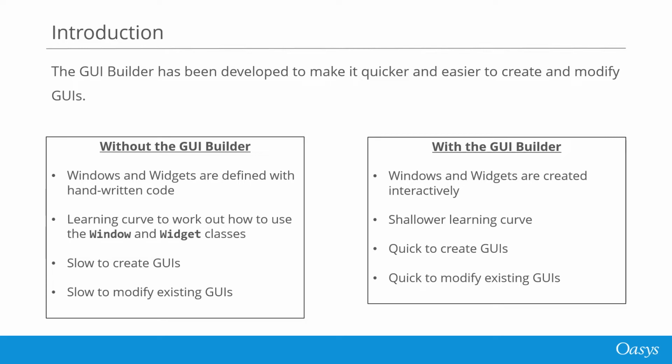Without it, GUIs have to be defined with handwritten code, which requires a steepish learning curve to work out how to use the window and widget classes. For less experienced scripters, this could be a barrier to entry for creating GUIs. Writing code by hand can be slow, and if you want to modify a GUI, for example, move the positions of widgets, you have to find the place in the code where the widgets are defined and then hand edit the code. Again, this can be time consuming.